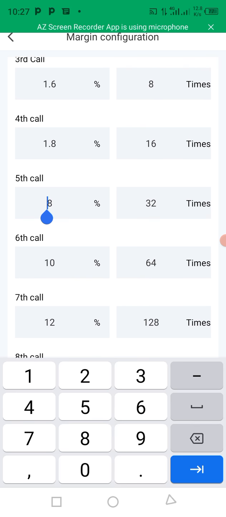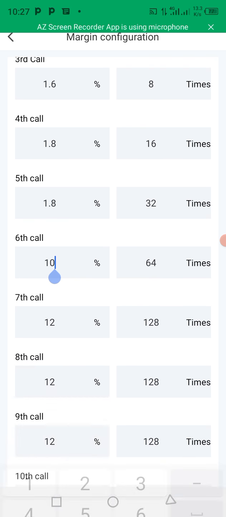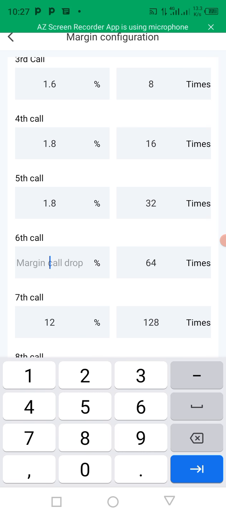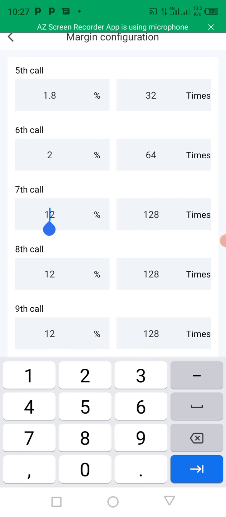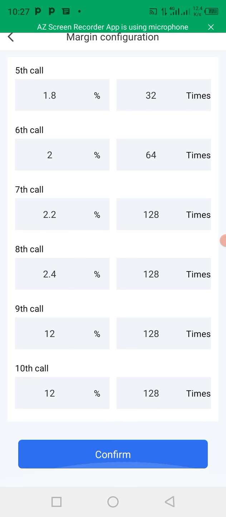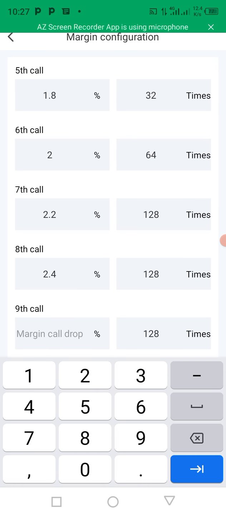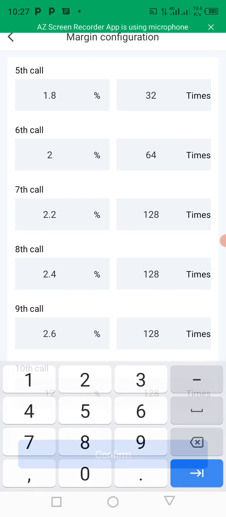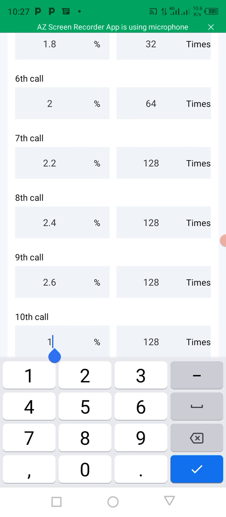At the fourth call, you set 1.8%. At the fifth call, you set 1.8%. At the sixth call, you set 2%. At the seventh call, you set 2.2%. At the eighth call, you set 2.4%. At the ninth call, you set 2.6%. And at the 10th call, you set 3%.